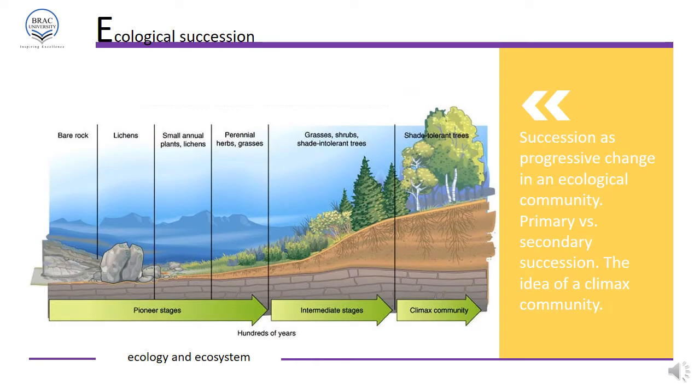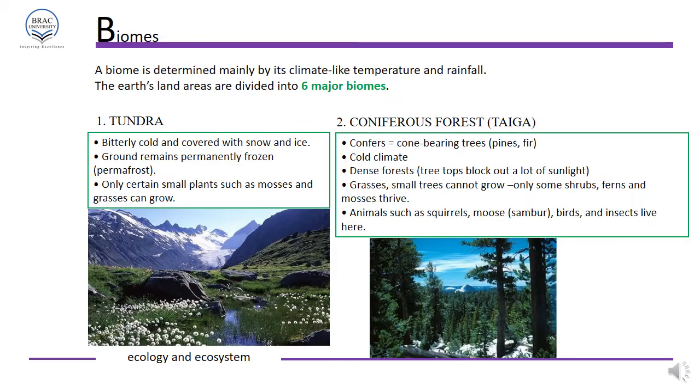If we think about ecological succession a bit more, we can see this picture, starting from the bare rock to the shade tolerant trees. This is the chronological development over time from the pioneer stage to the climax community. This is called ecological succession. So it's a progress of change in an ecological community. It can be primary or secondary succession, but eventually the idea is to have the climax community.